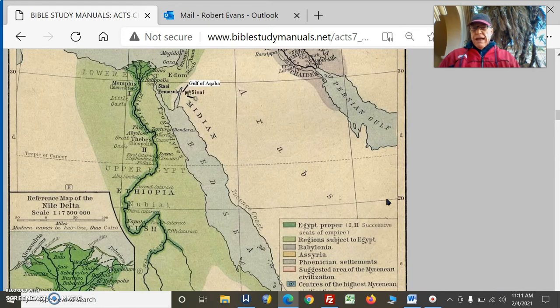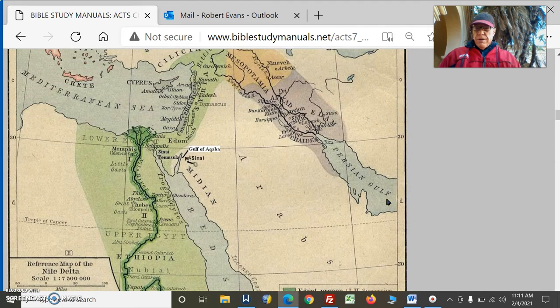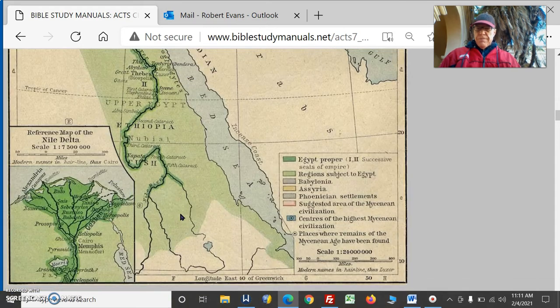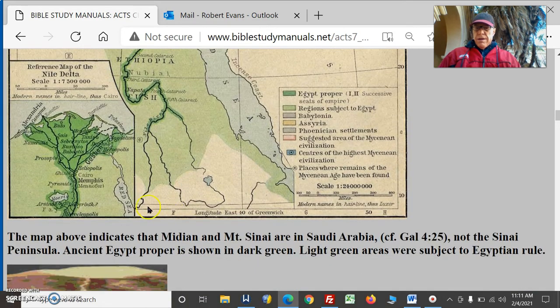Take a look at one of the other maps here. We're looking at a flat map. There's Lower Egypt, Gulf of Suez, Gulf of Aqaba, Mount Sinai, Midian. There's the wilderness, Sinai Peninsula. That was considered part of Egypt in those ancient days. There's the Red Sea, Gulf of Suez.